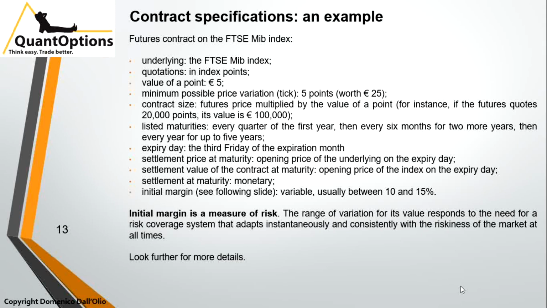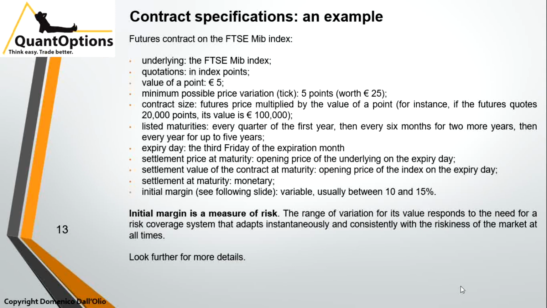Contract specifications, an example: a futures contract on the FTSE index. This is the main Italian stock index. The underlying is the FTSE index. The quotations are in index points. Each point is valued €5. The minimum possible price variation, the tick, is 5 points, worth €25.